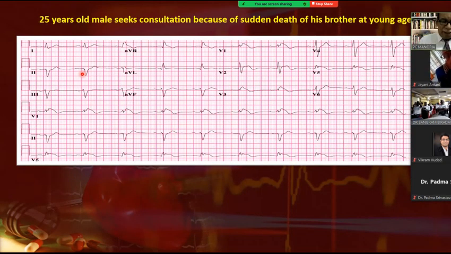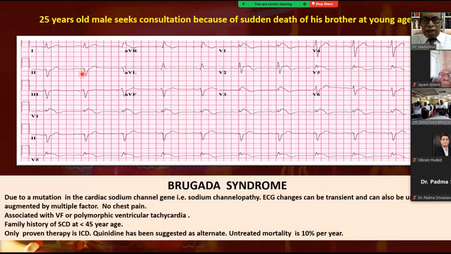Now this patient had a cardiac arrest and was sent to us for an angiogram. But if you carefully look at the ECG, this is not myocardial infarction, this is Brugada syndrome, and the patient needs an ICD and not PCI. His brother died because of a cardiac arrest. That's why the patient was referred.